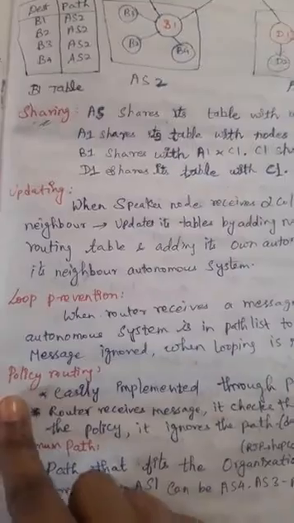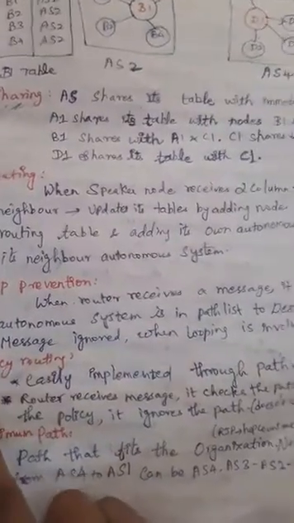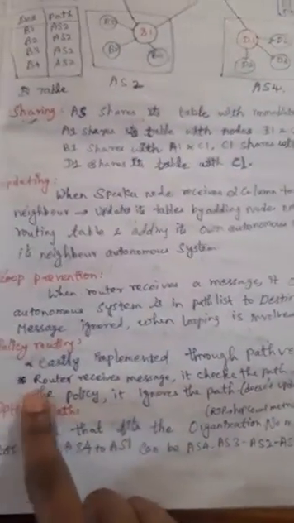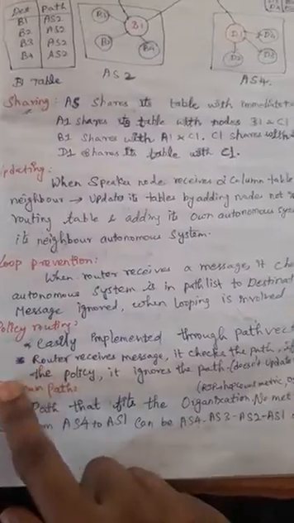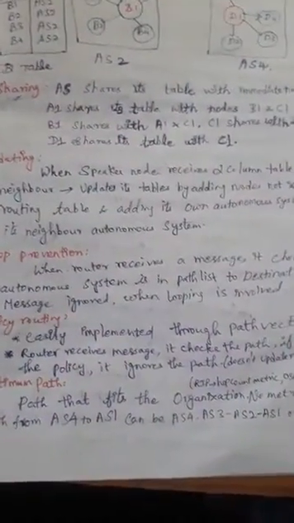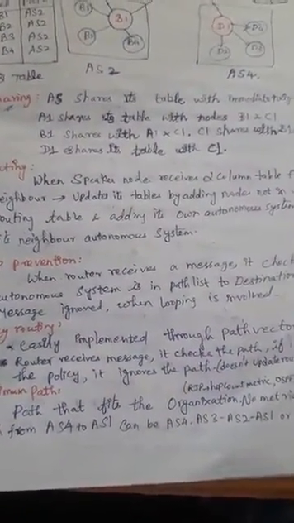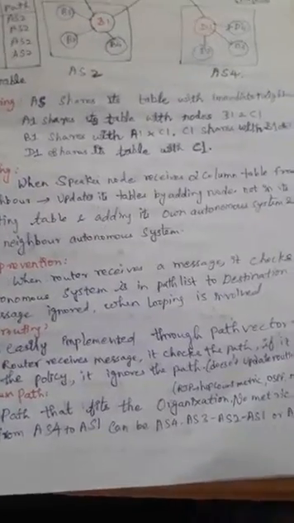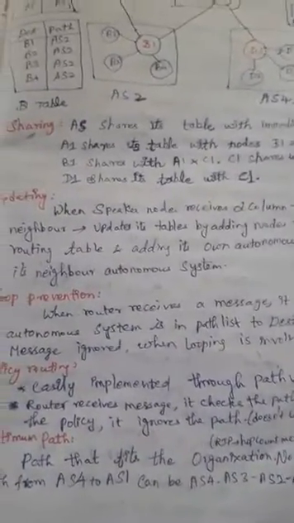The next one is policy routing. It is easily implemented through path vector routing. When a router receives a message, it checks the paths. If a path is against the policy, it ignores the path.